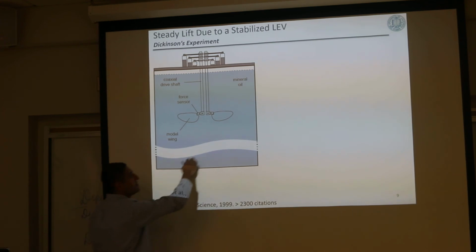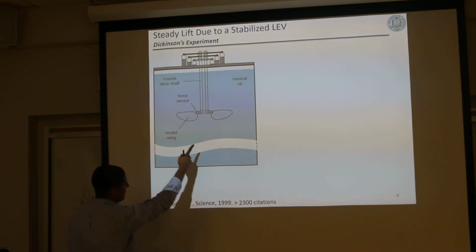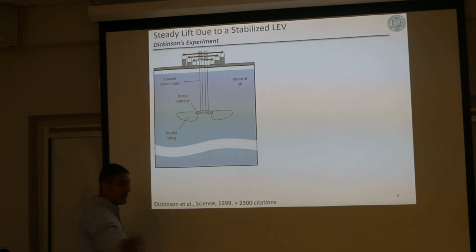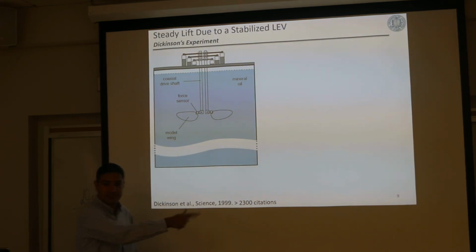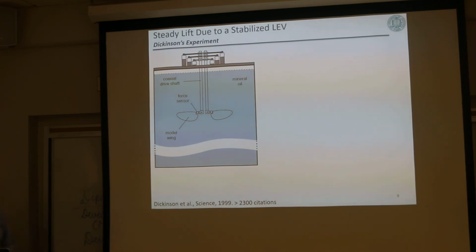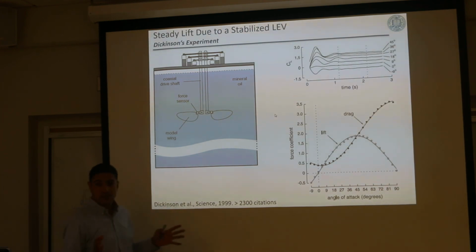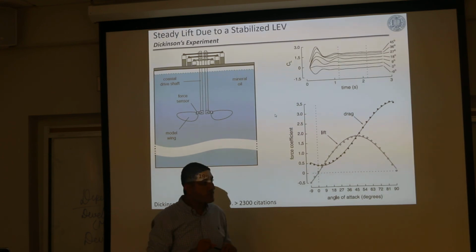Just a tank, oil, and a motor that revolves a wing similar to an insect wing at a constant speed. That's it. So from here to there at a constant speed, 180 degrees in an hour. That's it. And it measures the lift. Okay. So this is what he found. So I'm telling you, it's a constant speed, right? It's a constant speed, so it's steady measurements, okay?